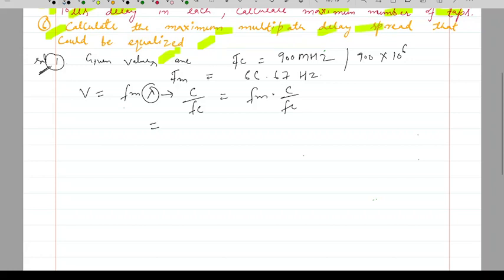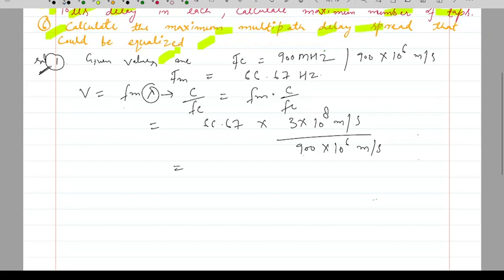fm is 66.67 multiplied by the speed of light, which is 3 into 10 raised to power 8 meter per second, divided by the carrier frequency, 900 into 10 raised to power 6. This is also in meter per second here. So when we calculate this, we will get 22.223 meter per second. So this is basically the mobile velocity in meter per second.